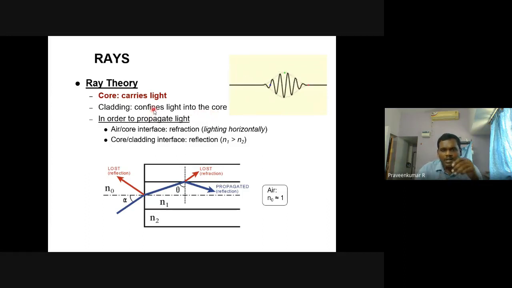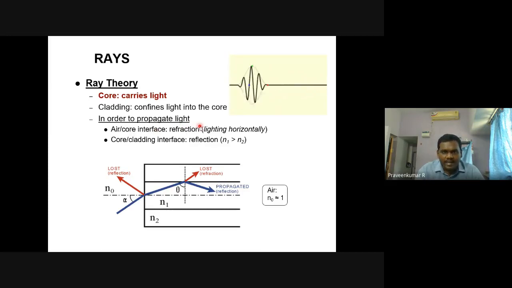So I already told that the core is the main area. The thickness may be in terms of micrometers, like your hair thickness. That is your optical fiber core material, which carries the information in terms of light. Then the cladding is used to protect our core material, and it also confines the light into the core material. That is, the core-cladding is ensuring that all the light signal is reflected back to the core. That is the idea of the cladding.